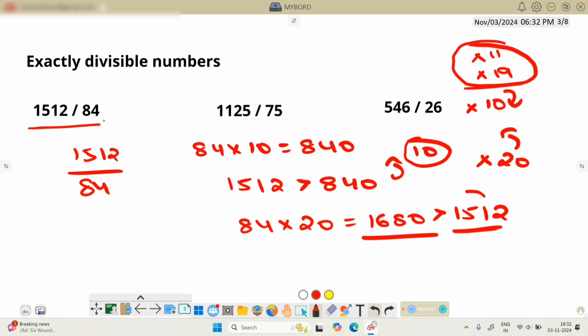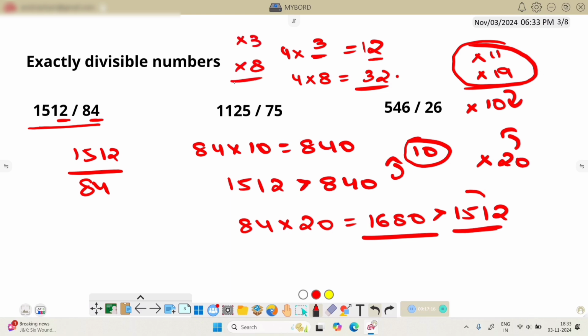Now how will you decide? You follow the same trick. Here the unit digit is 4, and here the unit digit is 2. If you multiply 4 with which number will you get the unit digit 2? You check it. 3 4s are 12, and 8 4s are 32. So between into 3 and into 8, how will you decide the answer? You just compare 1512 and 1680.